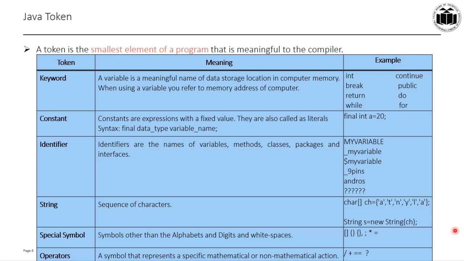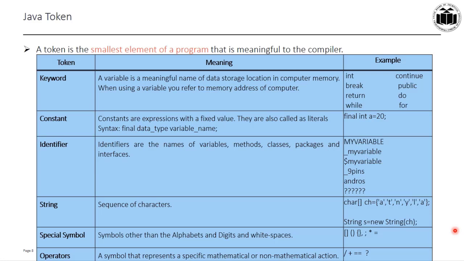Constant is nothing but an expression with a fixed value. They are also known as literals. In Java, we declare a constant by using the final keyword. So here is the example: final int a = 20. It means the value of a, that is 20, is never going to be changed throughout the program. Third one is identifiers. Identifiers are the names of variables, methods, classes, packages and interfaces. So here are some examples, that is _myVariable, $myVariable, etc.